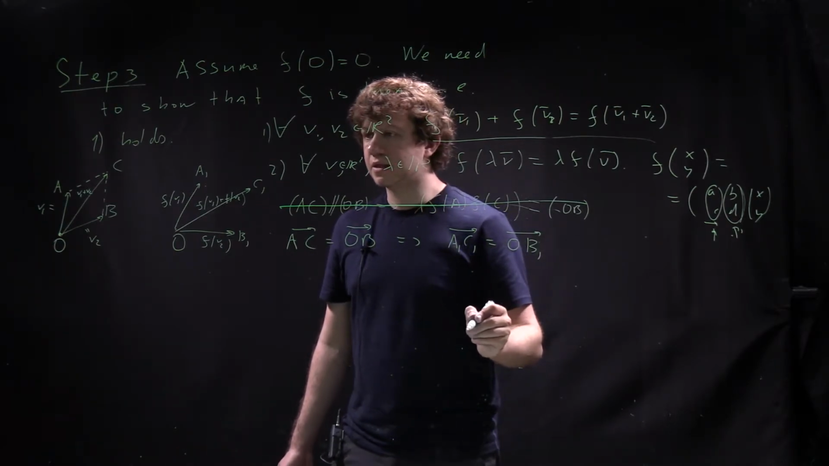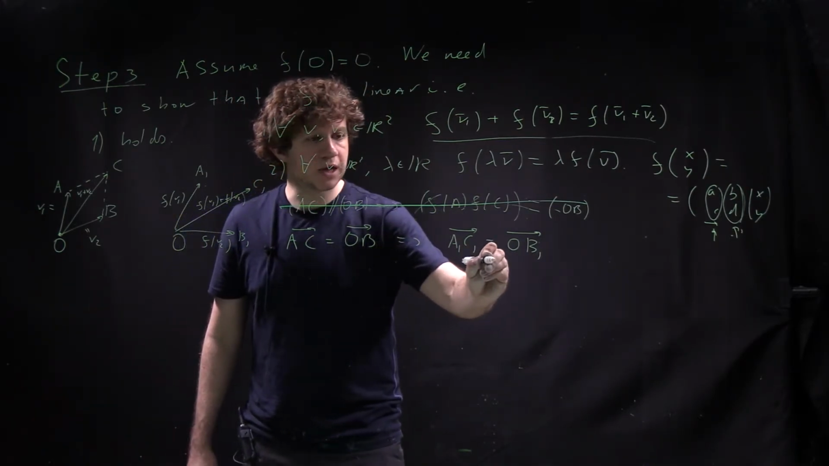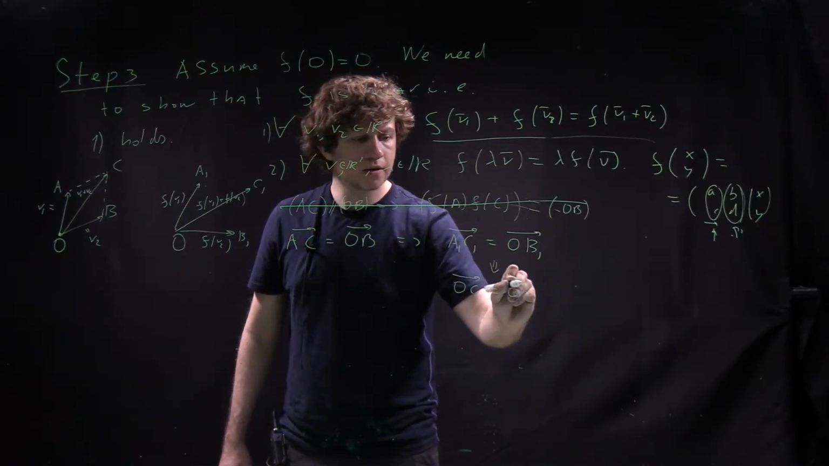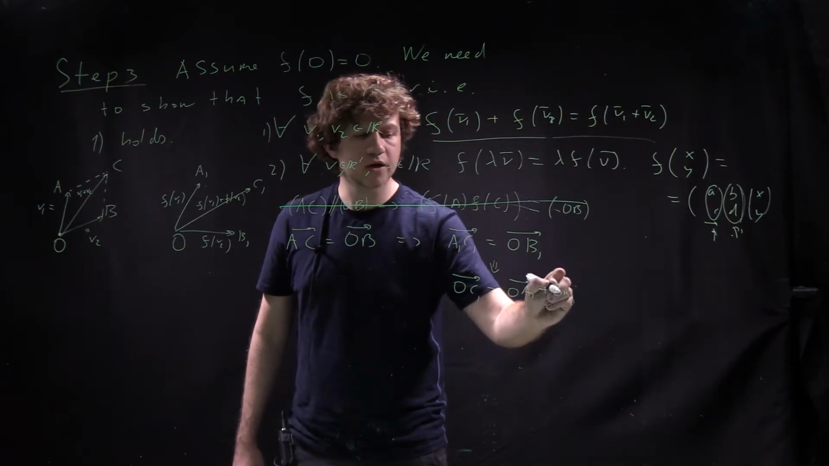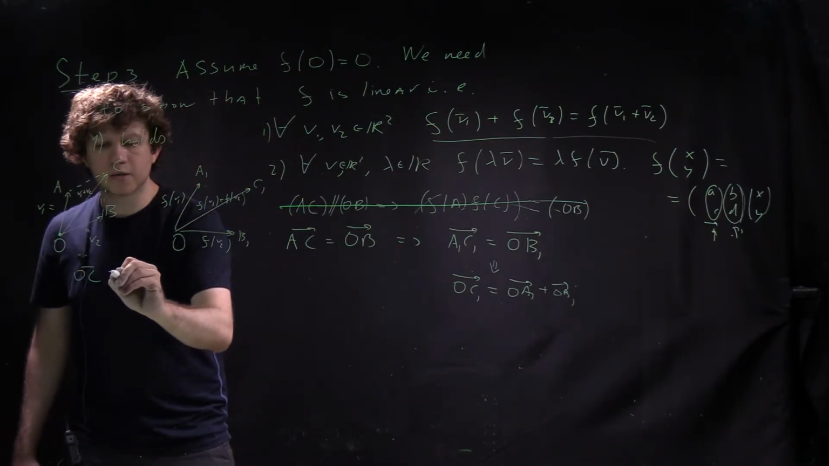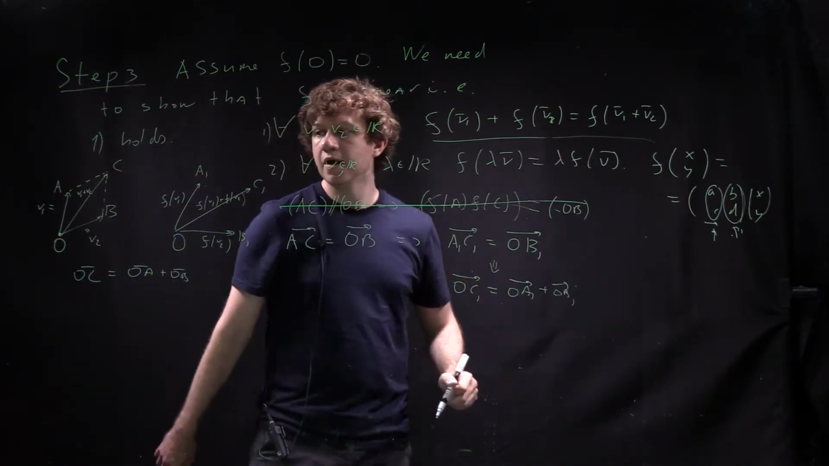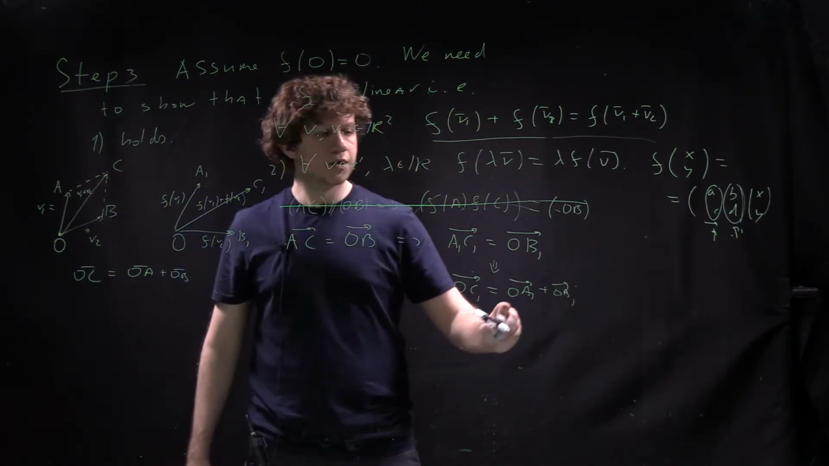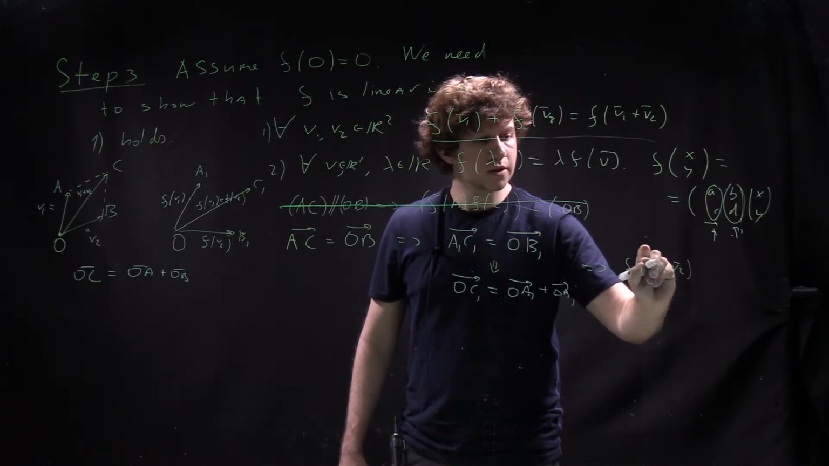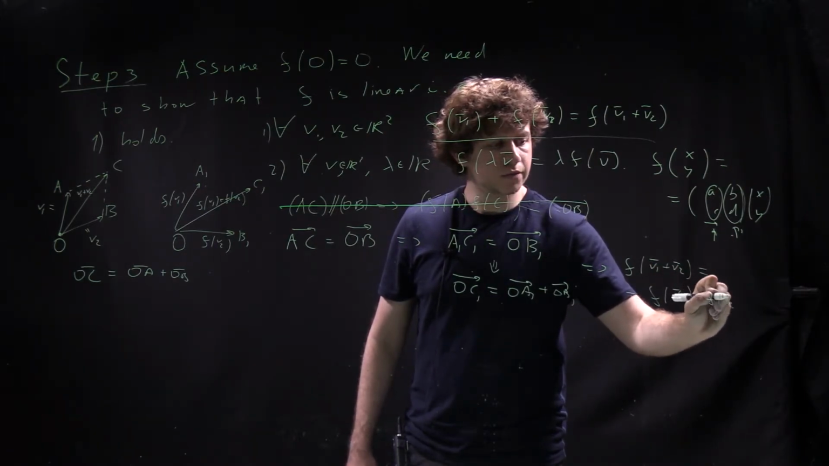But that means, of course, this implies that OC1 equals OA1 plus OB1. This is just vector algebra. And so we see that here we had OC equals OA plus OB. So we see that this implies this, and so sum goes to sum. So f of V1 plus V2 equals f of V1 plus f of V2.